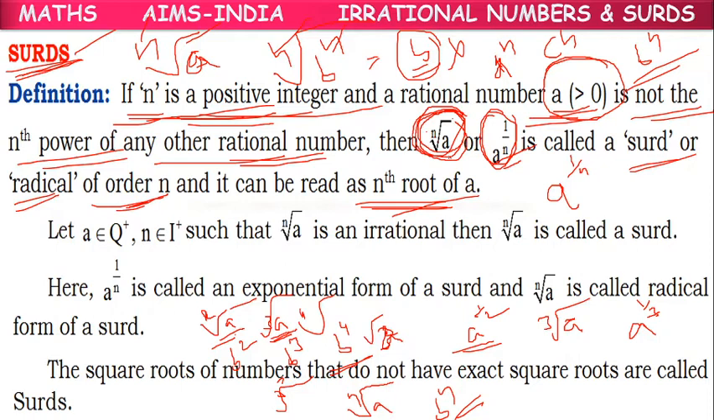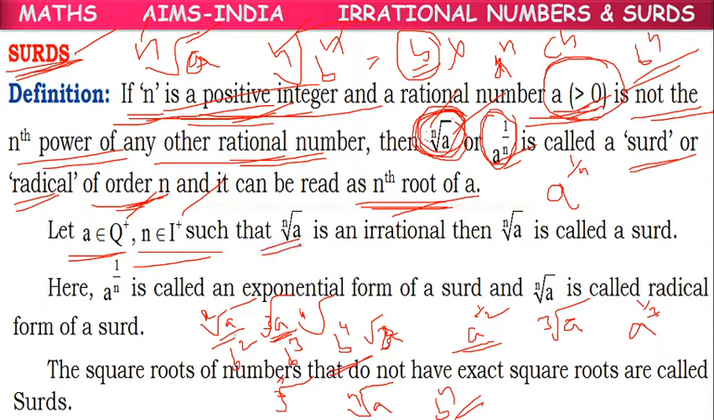Here a is not an integer, because only n is an integer. In the place of n we cannot take a fraction, but in the place of a we can take a rational number, we can take fractions. So here n is an integer, a is a rational number, but the value of a should be greater than 0. n also should be a positive integer, greater than 0. So a belongs to Q plus, meaning a positive rational number, and n belongs to I plus, meaning a positive integer.